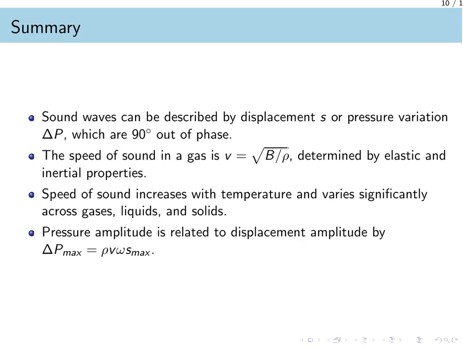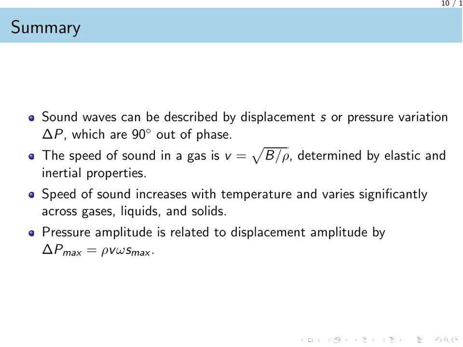In summary, we have learned that sound waves can be described by either displacement or pressure, and these two descriptions are 90 degrees out of phase. The speed of sound in a gas is determined by the square root of the bulk modulus divided by the density, following the general rule that wave speed depends on elastic and inertial properties.